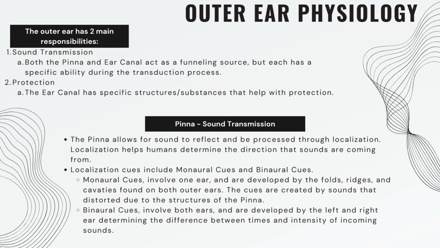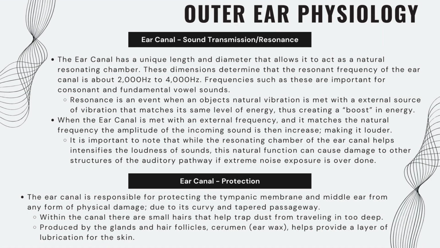Due to the pinna's different landmarks, the grooves and ridges help create monaural and binaural localization cues that help us tell the difference between sounds as well as the directions they are coming from. The ear canal has the natural function to act as a resonating chamber that helps intensify the amplitude of incoming sounds. And thanks to the ear canal's narrow and curvy structure, it helps protect the tympanic membrane from any type of physical damage. The hair and glands found in the ear canal help trap dust and create cerumen that acts as lubrication for the skin.